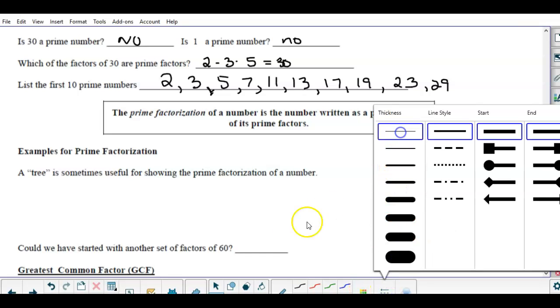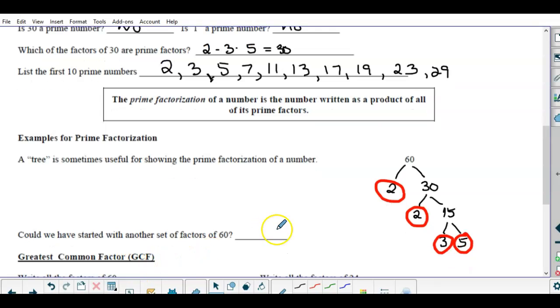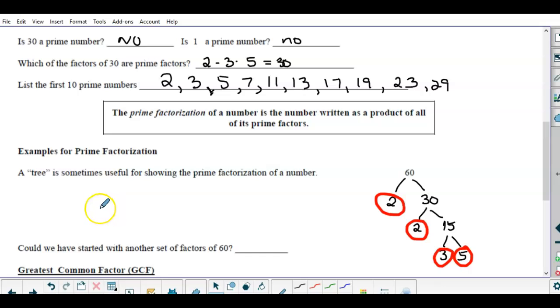Sorry, just a sec. Okay, so could we have started with another set of factors of 60? Yeah, for sure. You could have started with 10 times 6 and then done your tree. In any case, I'm just going to write out the multiplication here. I'm just using a dot in between to mean multiplying. Make it a little bit bigger. Okay, and that's equal to 60. Okay, so yes, we could have done that.